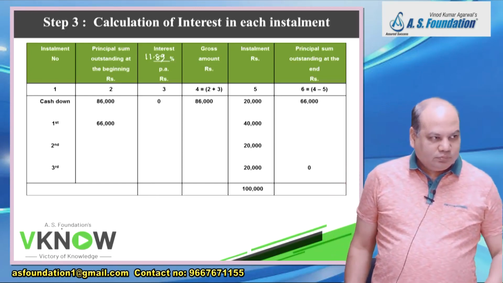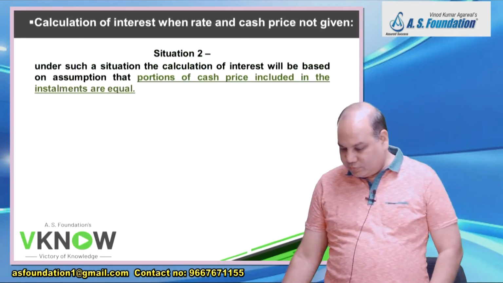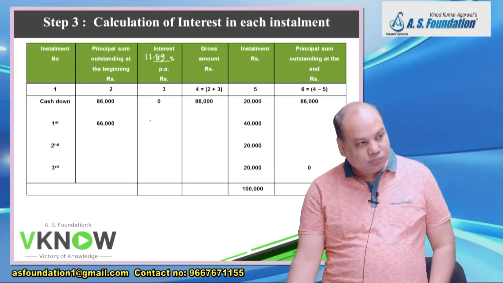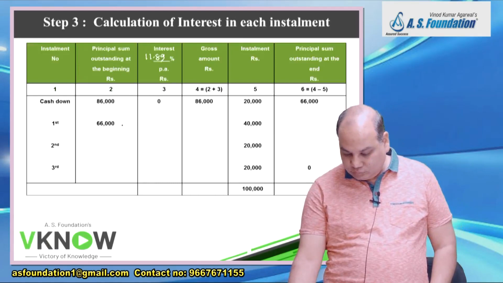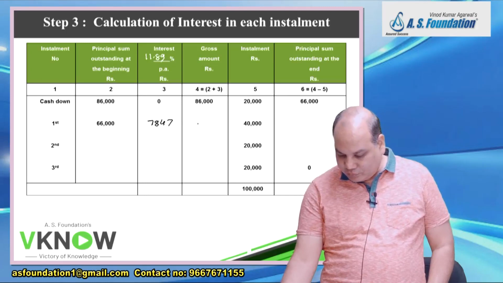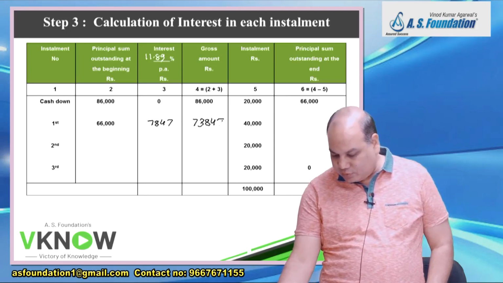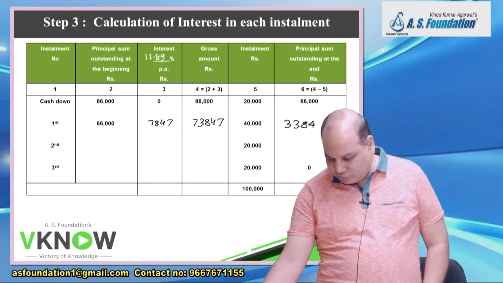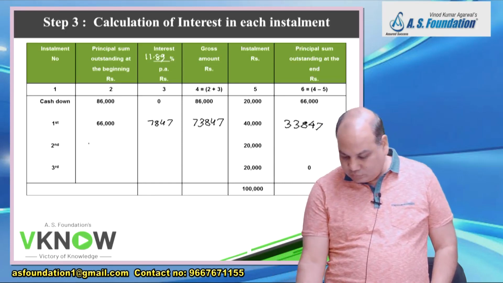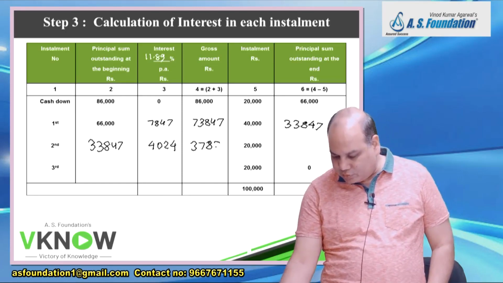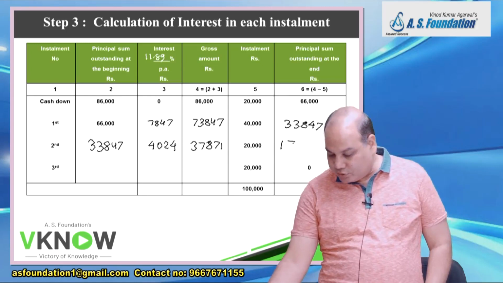Over? Yes, you reply. Second column, 66,000, 7847. 73847. 40,000. 33847. 33849. Okay. 4024. 37871. 20,000. 17871. Last one.